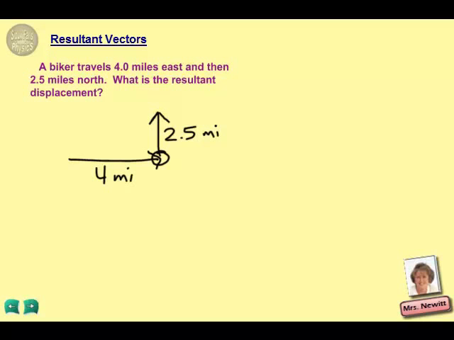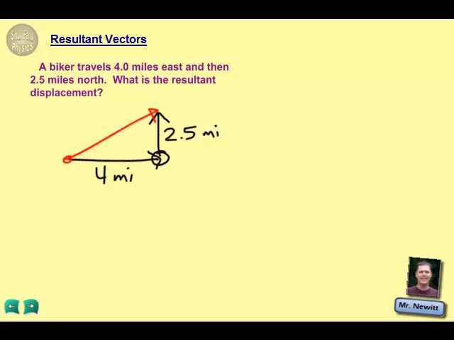That way when we draw in our resultant, which begins here at the beginning of the 4 miles, and ends over here at the end of the 2.5 miles, we can see a pretty accurate description of what that route was. So the next step is finding the resultant displacement. This will involve us finding two things about the resultant. One is its distance, and the second is the angle that it occurred at.